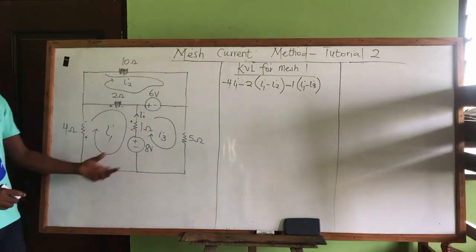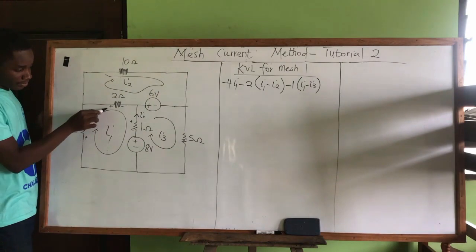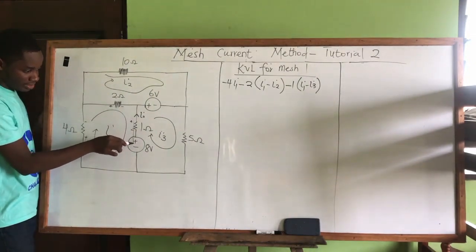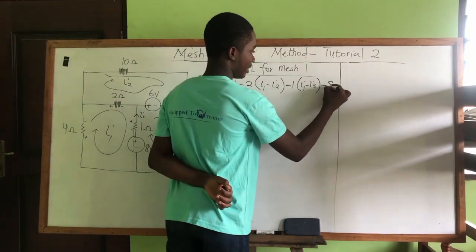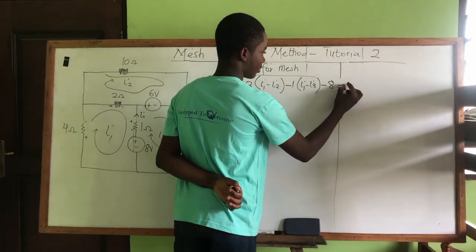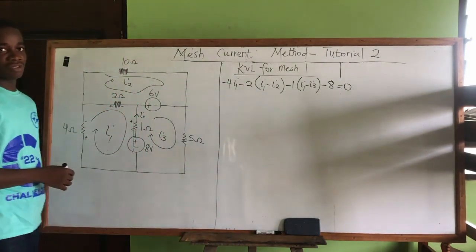Then we move on. Are there any other elements? We have a voltage source, and in that voltage source we are moving clockwise, so we enter positive and leave negative. That's a drop, so minus 8. And that is equal to 0. KVL: the algebraic sum of voltages is equal to 0.